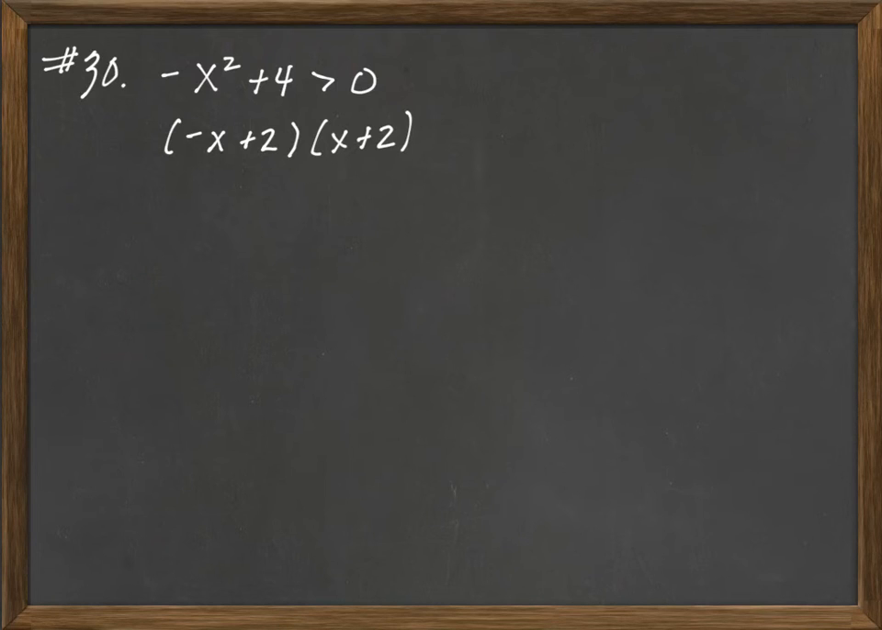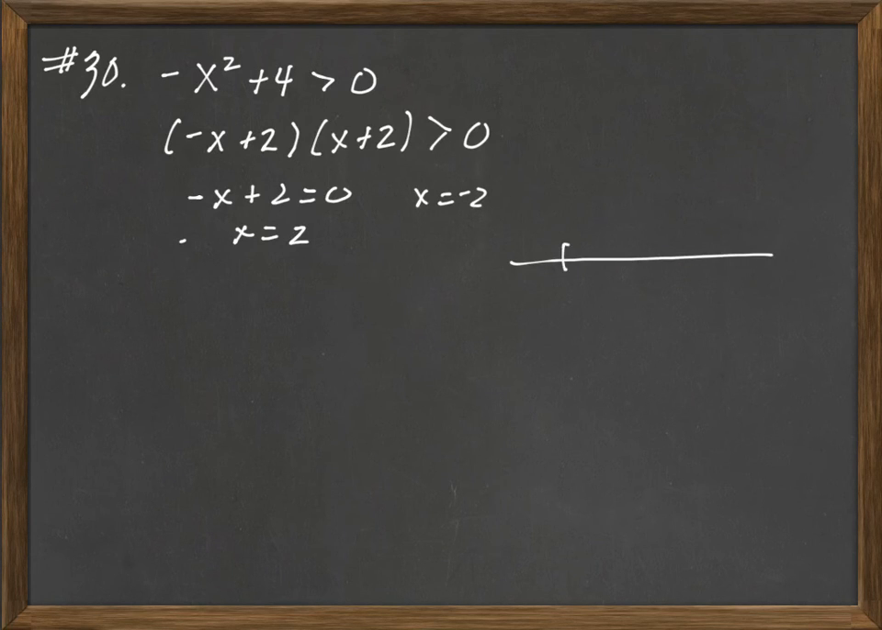And it's where it's greater than 0. And so we'll do, this would be negative x plus 2 equals 0. So this is x is 2, and this is x is negative 2. So we have a sign chart at negative 2 and 2.